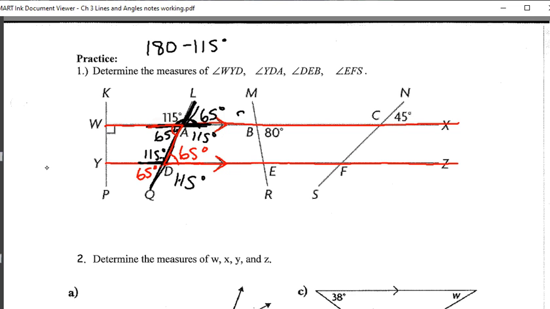Well, 80 is opposite 80, because what do I have? I have another transversal, another parallel line transversal situation. Opposites are the same. Interior alternates are the same. Opposites are the same. And I have a straight line here, so we know this is 180 degrees. So if this is 80, this has to be 100 degrees.